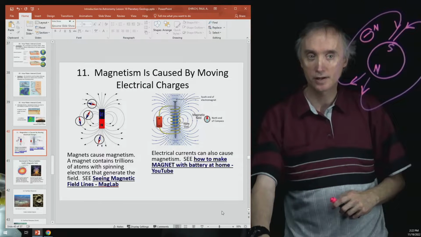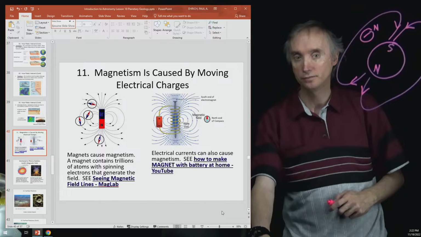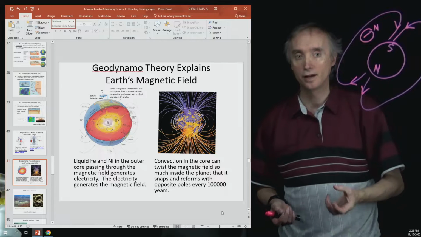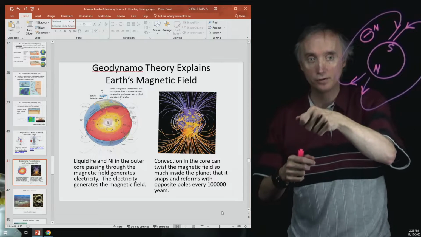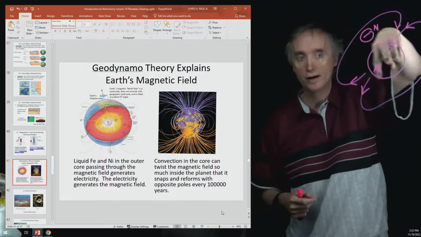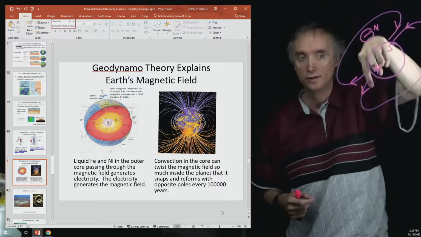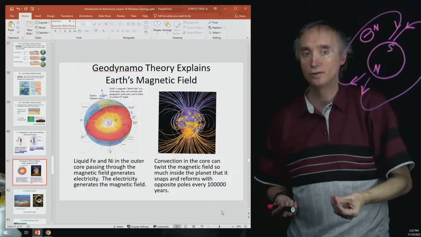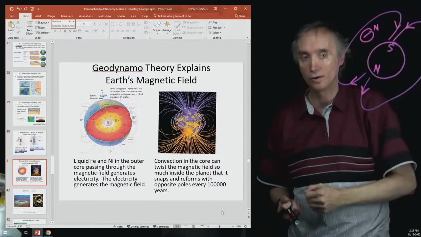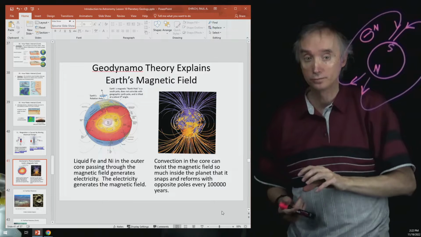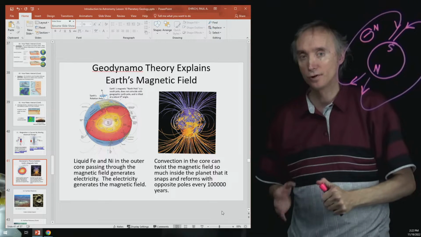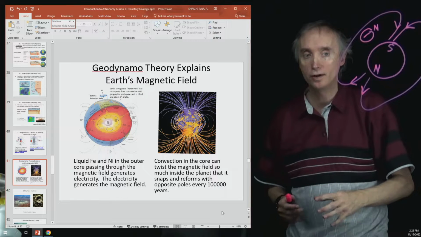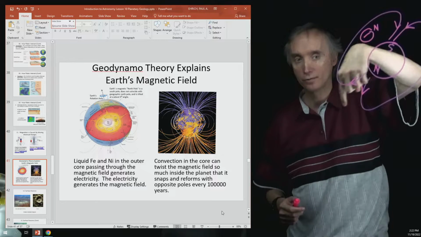So then that leaves us with the other theory. The other theory is it has something to do with electricity. So what we need is something metallic, like the wire when you wrap it around the nail, that is going around and around inside the Earth. So that metallic material is going to be the iron and nickel in the core of the Earth, the outer core. So the magnetic field originates in the outer core of the Earth, where you've got this liquid iron and nickel that is going around and around.